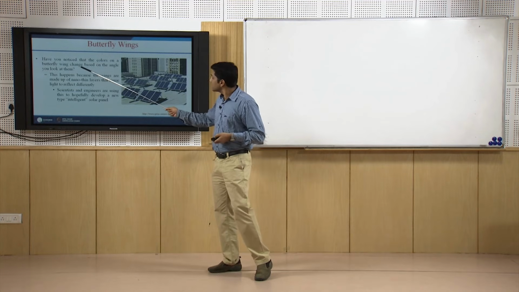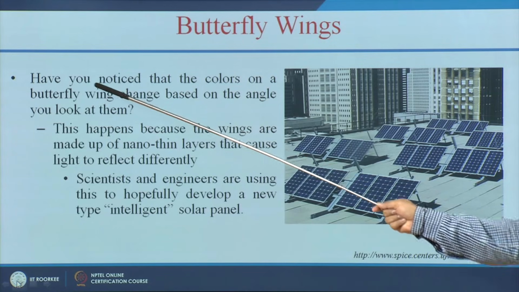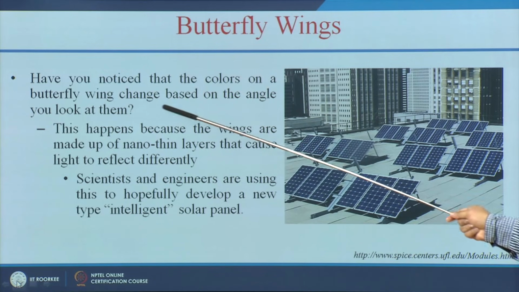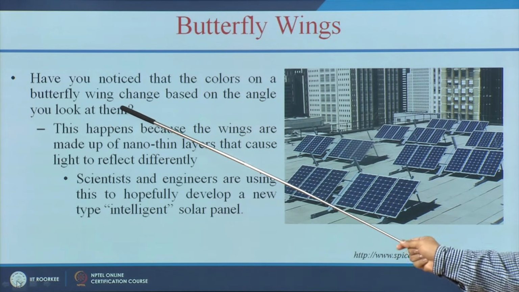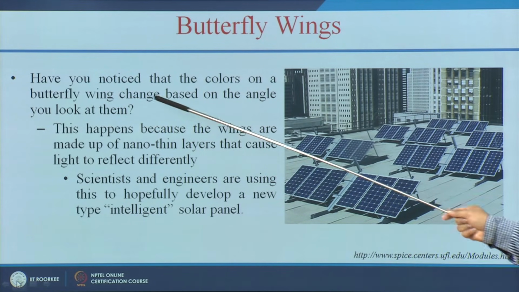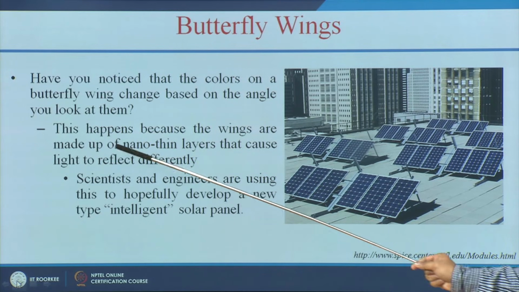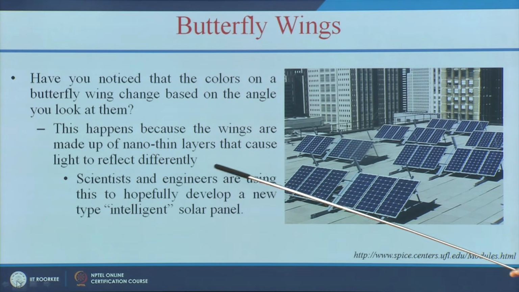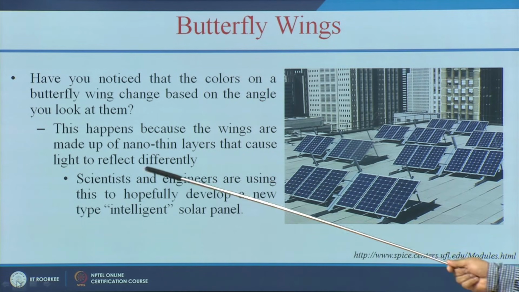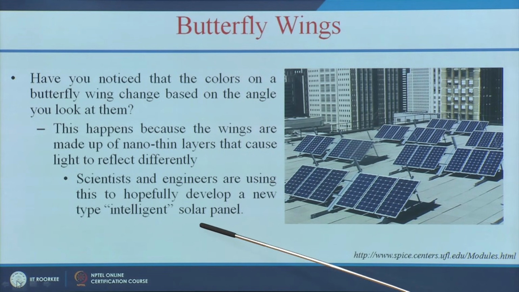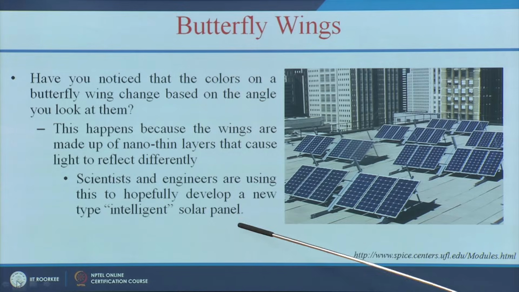And another example is from the same butterfly. You can notice that the color of butterfly wings changes based on the angle you look at them, okay. So why is it happening? This happens because the wings are made up of nano thin layers that cause the light to reflect differently. So scientists got the idea to develop such kind of intelligent solar panel so that it can harvest more solar light.